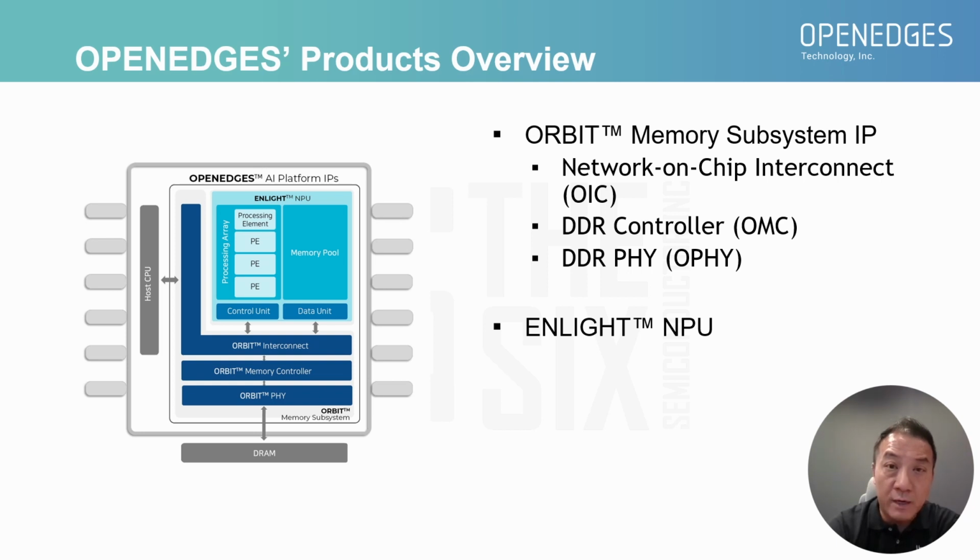Our Enlight line of products is our AI processing unit IP, a neural processor also known as an NPU. With the Orbit and Enlight products lineup, our customers can license a group of IPs enabling integration of AI seamlessly.